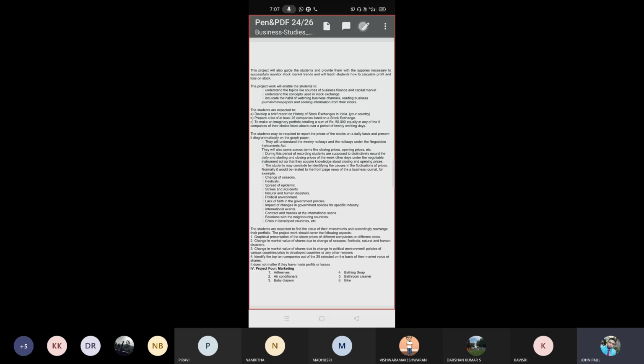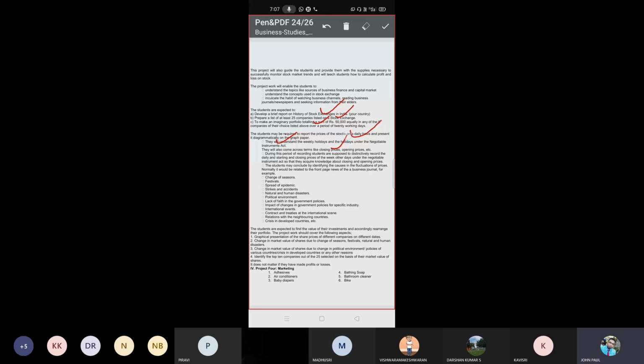students are expected to know the history of the stock exchange in India, then 25 companies, what the stock companies are, and we need to make a portfolio for 50,000. Then students may be required to report the prices of stocks on a daily basis. How much stock is being sold daily, we need to represent this on graph paper. They will understand the weekly holidays and the holidays under the Negotiable Instruments Act. So you come across terms like closing price and opening price. When we open a market share, we would have studied the market price, closing price, and opening price.